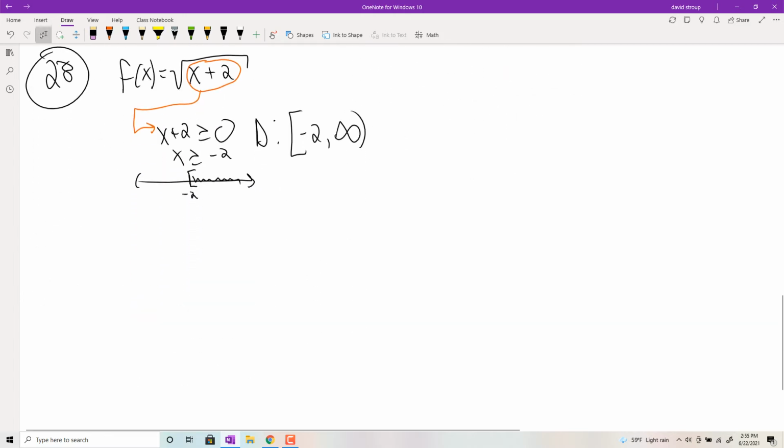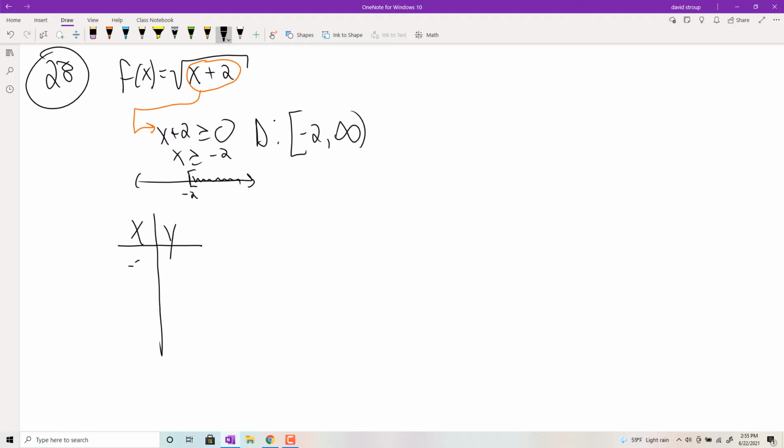Okay, so I'm going to do a table of values, so x comma y values to plot, and I'm going to start at where the domain starts. So I'm going to start at negative 2, and then I'm going to be putting other values in there, and I want to be clever about it so that I don't end up with any weird non-integer values.